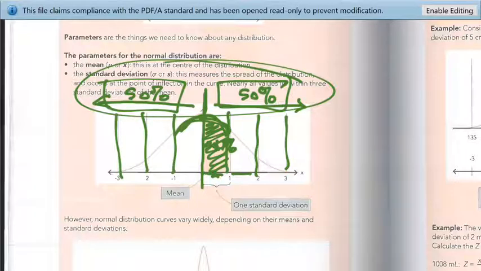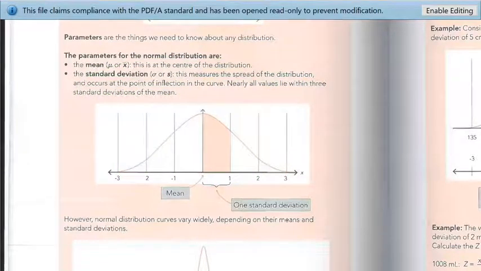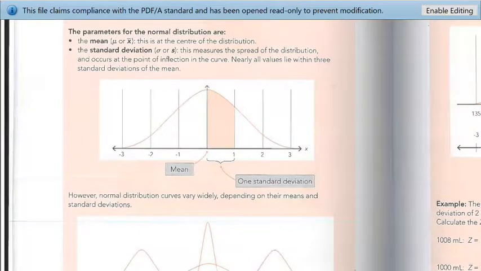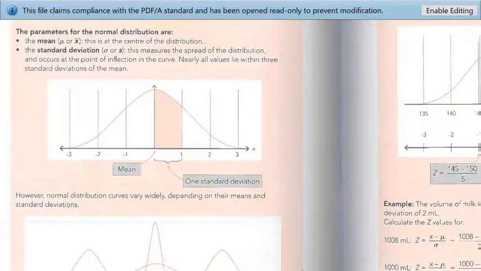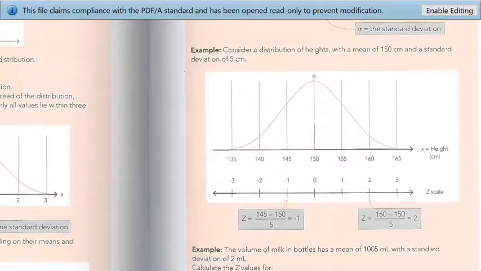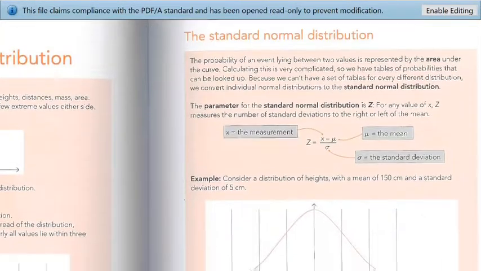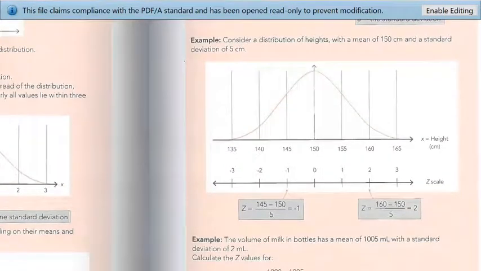Okay? All right. Well, most of the time, the data is not going to fall neatly on one standard deviation. Okay? So let's say that we had something with the heights. So let's just go to their example here. Here we have, consider the distribution of heights with a mean of 150 centimeters and a standard deviation of 5 centimeters. Okay, so don't worry about that stuff there yet. I just want you to look at the graph right now.